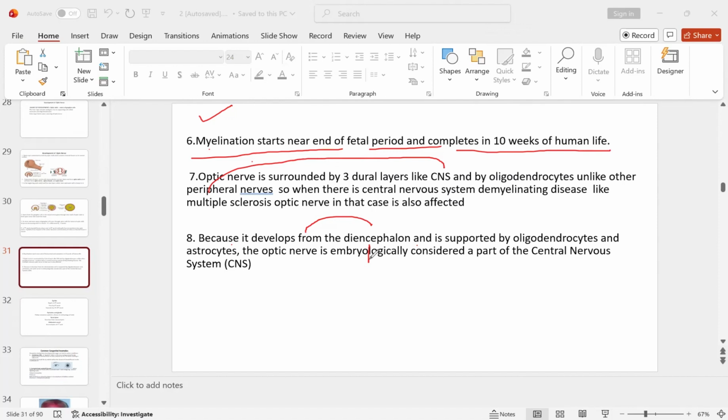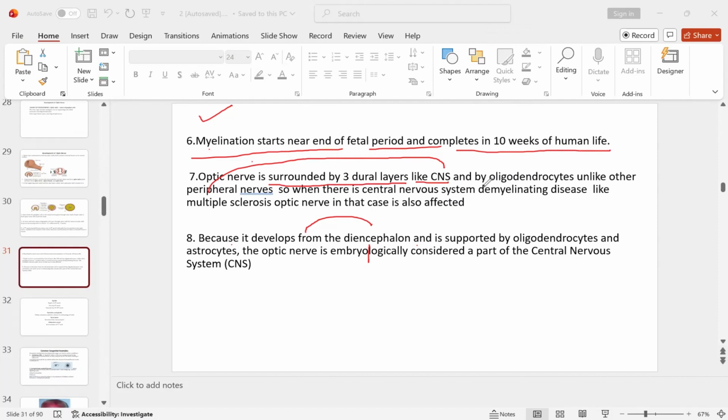Second characteristic is that the optic nerve is surrounded by three meningeal layers just like the central nervous system. We know that the brain and the spinal cord are surrounded by three layers, and what are these layers: number one, arachnoid mater; number two, dura mater; number three, pia mater. These three layers are also surrounding the optic nerve.